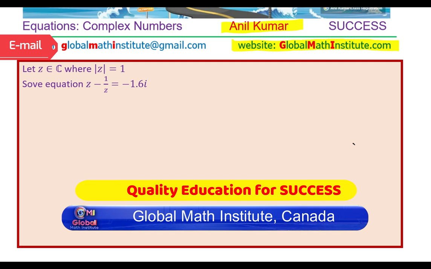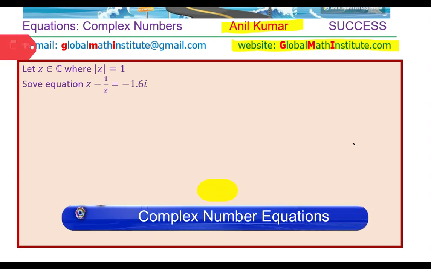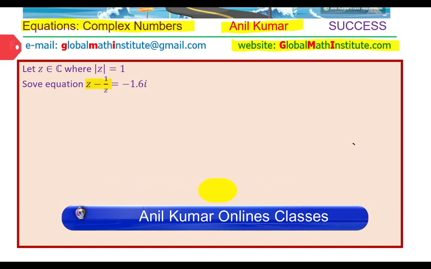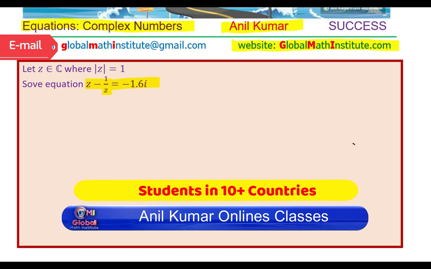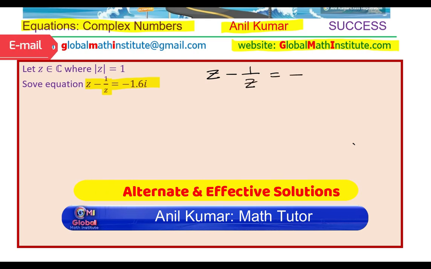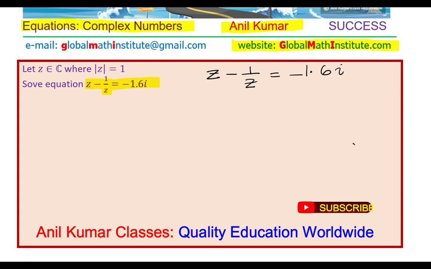Well, let's begin with another very beautiful request from one of our subscribers who wants to understand, how do we solve equations when complex numbers are involved. So, we have an equation right here, which is z minus 1 over z equals to minus 1.6i. So the equation which we are going to solve here is z minus 1 over z equals to minus 1.6i, where z is a complex number in the domain of complex numbers.